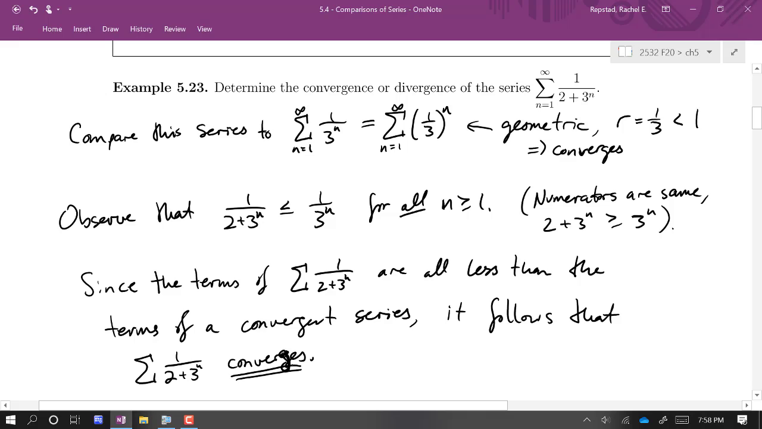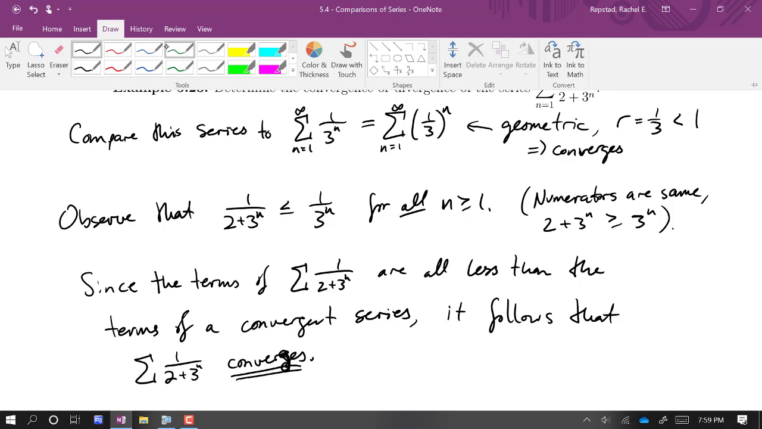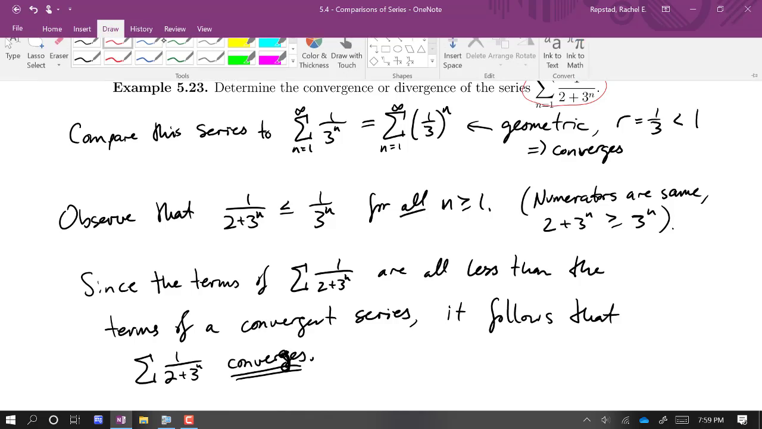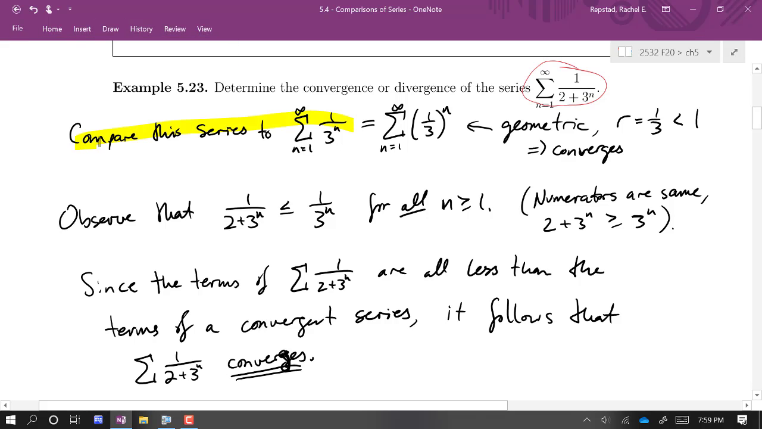So this is what it's like to use a direct comparison test. This is sort of a simple, kind of straightforward application. Note that it's on us to pick the comparison series. I had to be able to look at the series they gave us up here and then say, you know what, I'm going to compare to this series. I had to come up with that series.